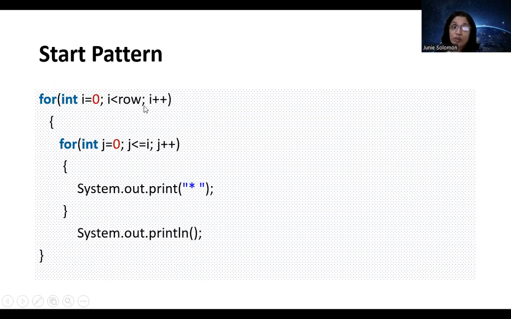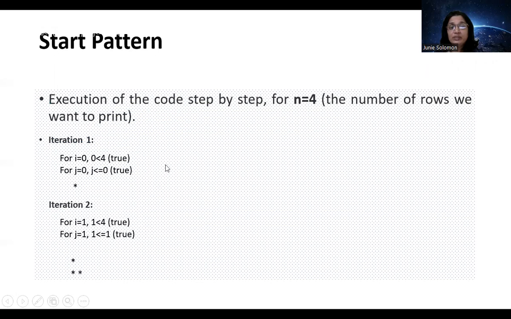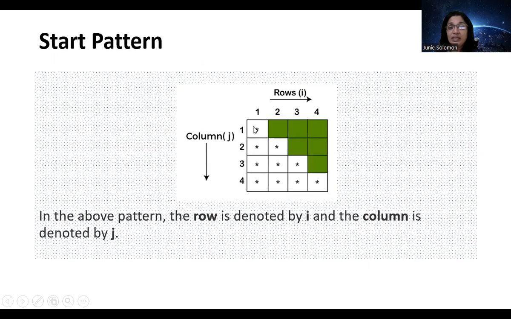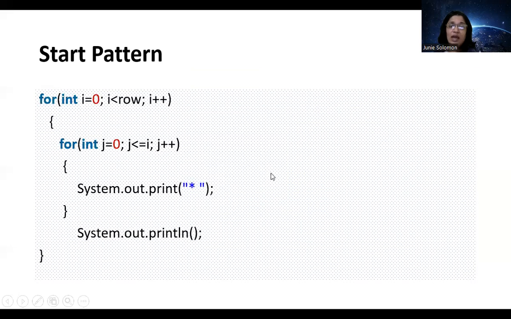Each row, how many columns were there in the previous pattern you were seeing, right? In each row, how many columns? 1, 2, 3, 4. So each row has 4 columns. Like that, 4 rows, and 4 columns will be there. So that we have to see.